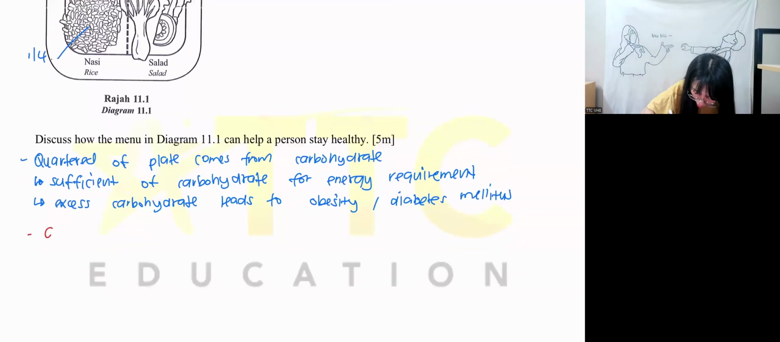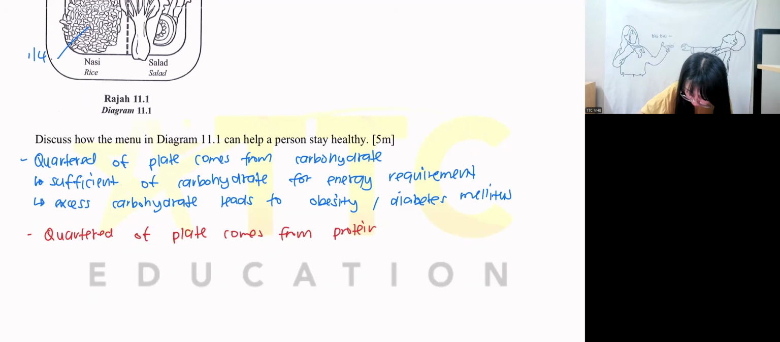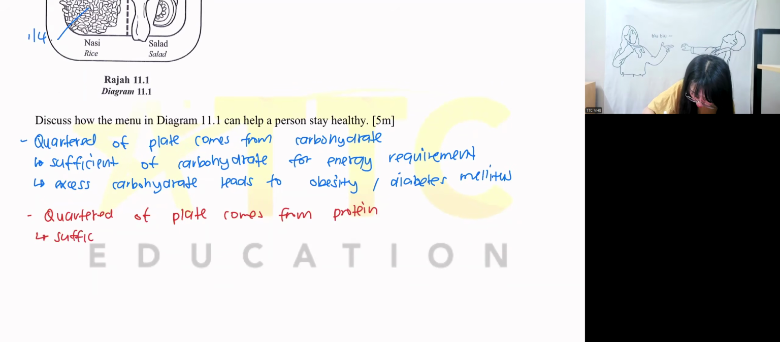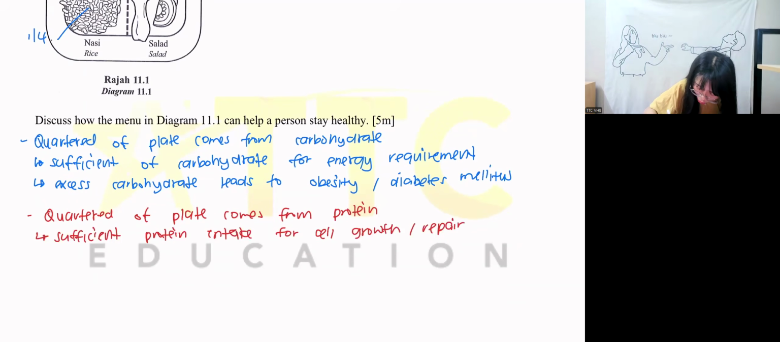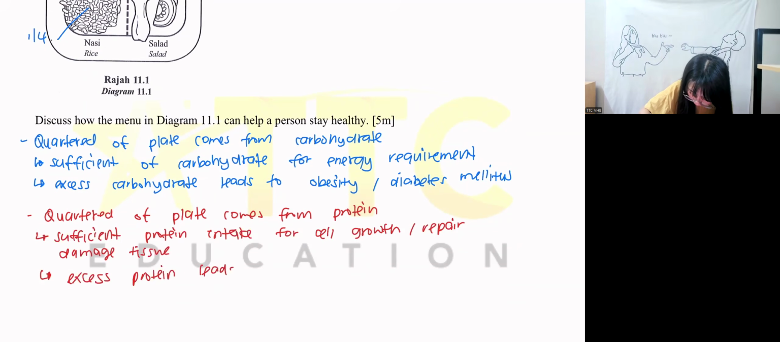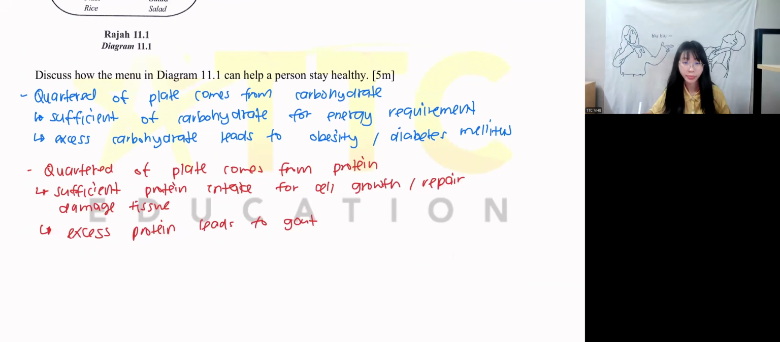Next one, we talk about quarter of protein. A quarter of the plate comes from protein. Sufficient protein intake for cell growth, or you can say repair damaged tissue. Excess protein leads to gout. G-O-U-T. Gout is an arthritis.